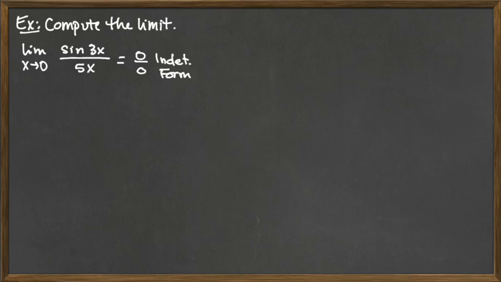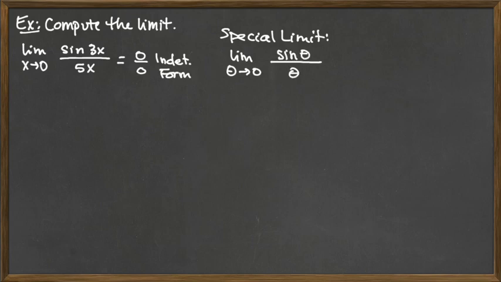Now, this special limit is this one. Instead of x, I'm going to use theta, because theta is really the argument of our trig function sine here. So the special limit that we're going to be utilizing is the limit as theta goes to 0 of sine of theta over theta. Notice that those have to match. That special limit is equal to 1.